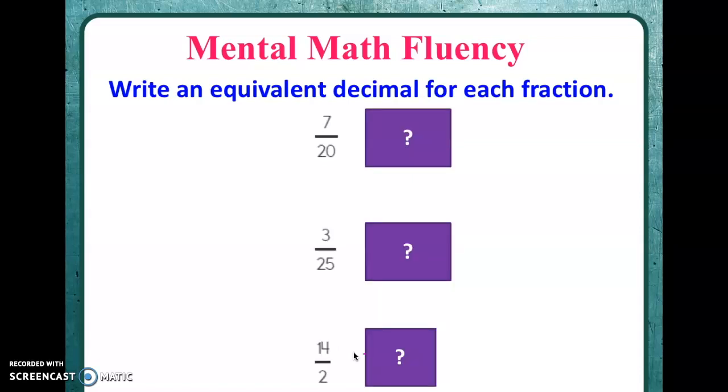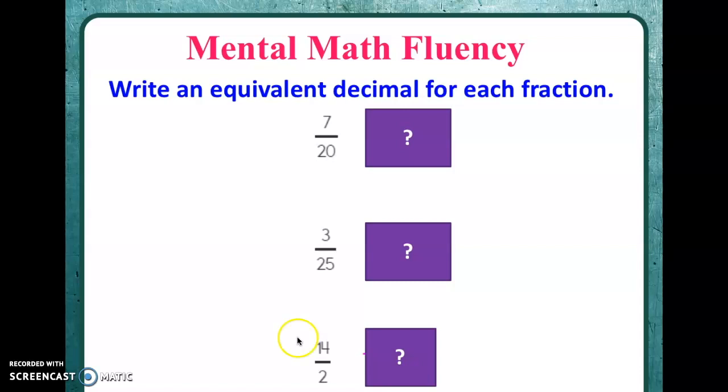We are now ready for the third level. Go ahead and try these. These are a little bit more difficult, but I want to see how you do. Remember, the goal is to get the denominator to 10 or 100. Go ahead and pause the video, practice with your equivalent fractions, and then writing them as a decimal.